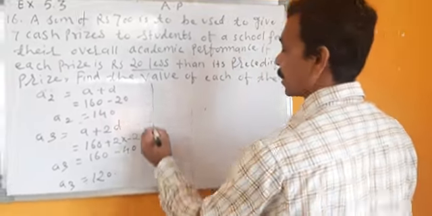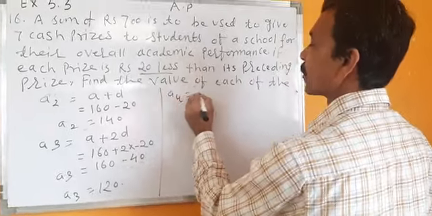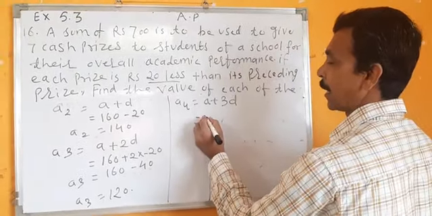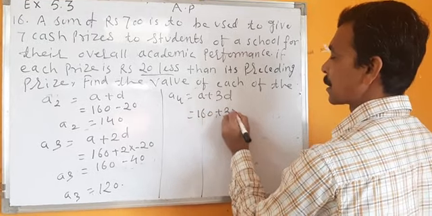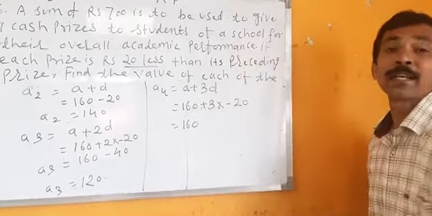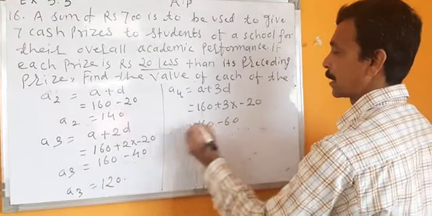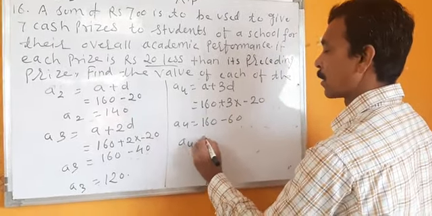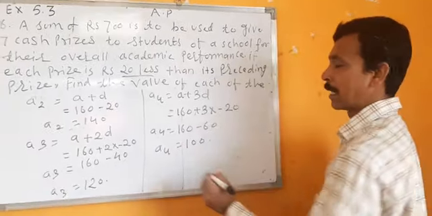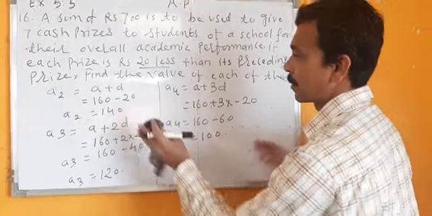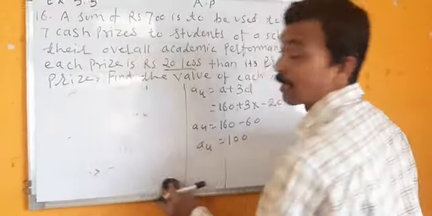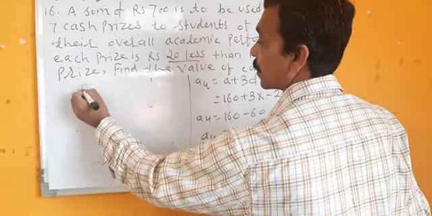Now we have to find A4. A4 is equal to A plus 3D. What is the value of A? 160. Plus 3 into D, which is minus 20. So it is 160, and 3 into minus 20 is minus 60. So A4 is equal to 100. Now A5, A6, A7, that also we have to find.